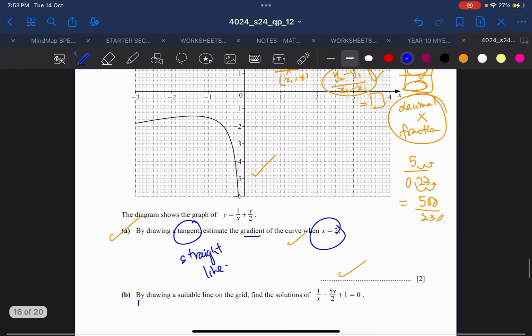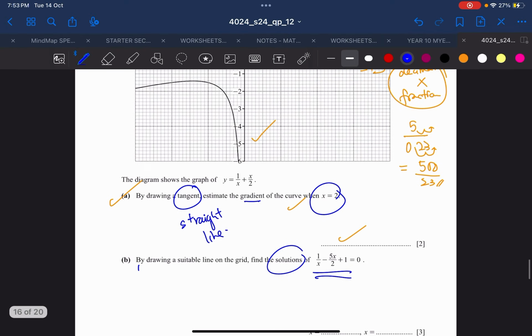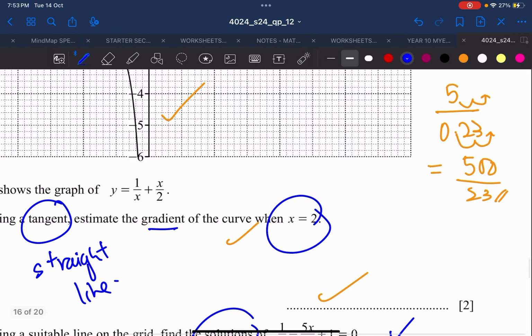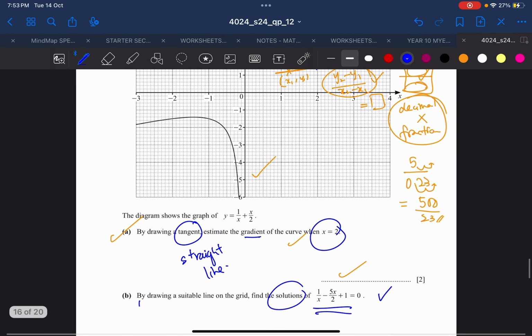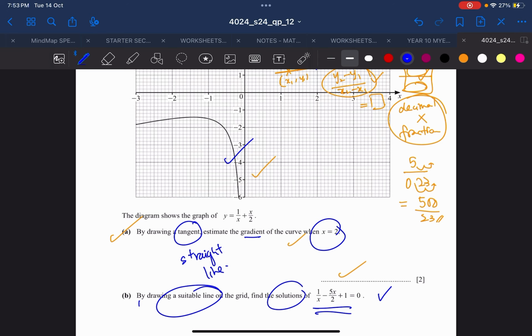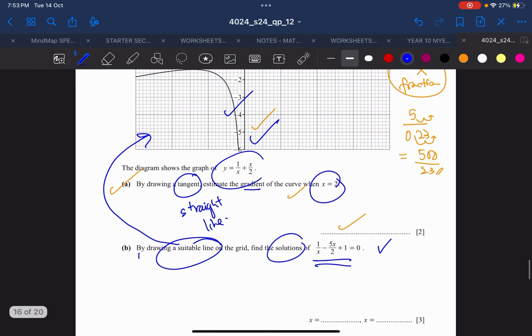It says find the solutions of this one. So whenever we have this kind of question, we will have to use the graph, because it tells us to draw the graph on the grid. On the same grid there is already a curve. In other words, we have to use the curve's equation.